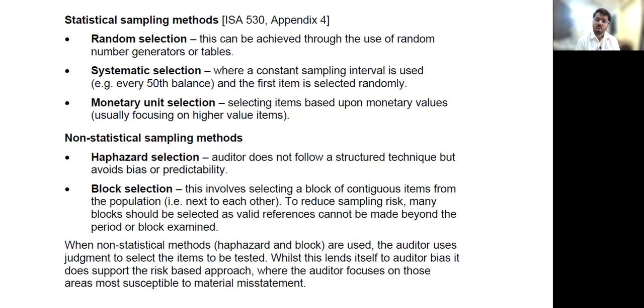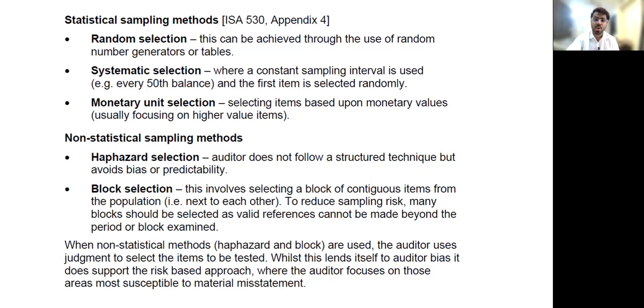Since the first item is selected randomly, every item has a chance of selection. That is why systematic selection, where every 20th balance or every 50th balance or every 30th balance is being selected, is also a sampling method. All of these are sampling methods because every item will have a chance of selection in these.